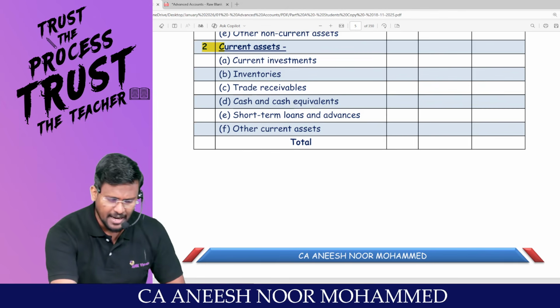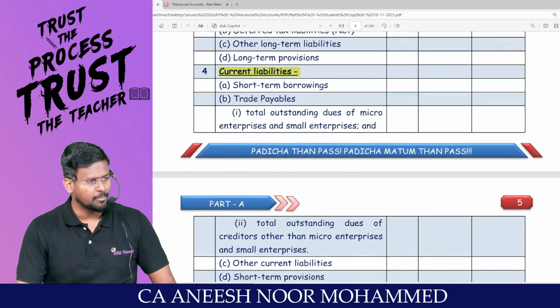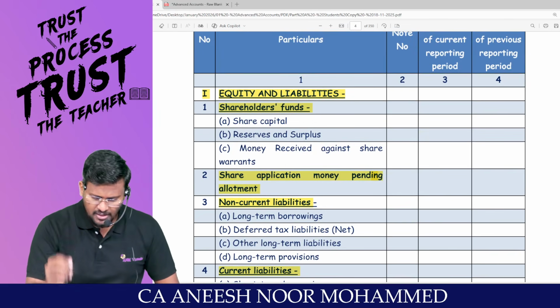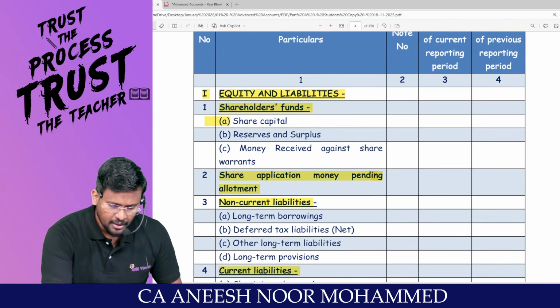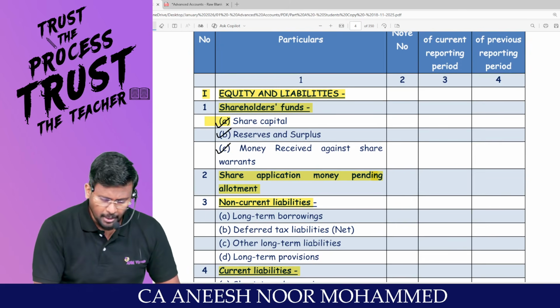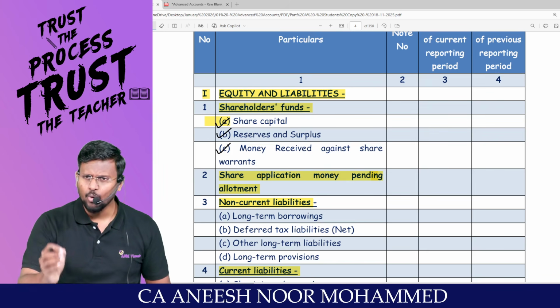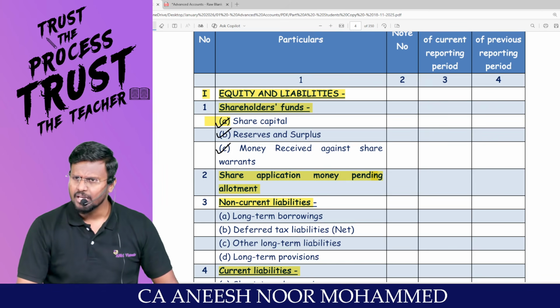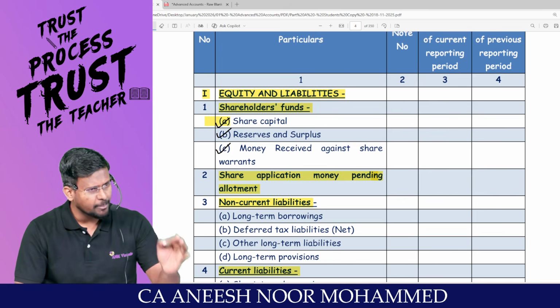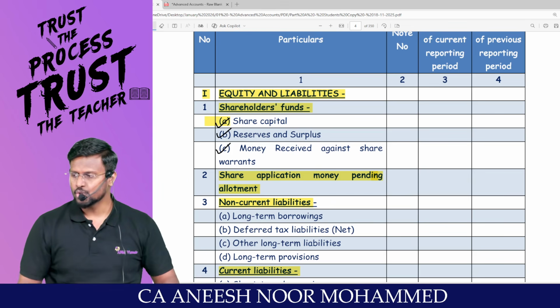Shareholders fund. Sir, I am the company. In this company, a lot of shareholders have invested their money. So, my dear lovable students, shareholders fund can be classified into 3 categories. Number 1, share capital. That means how much equity share capital is there, and how much preference share capital is there. Equity share capital plus preference share capital is the total share capital.